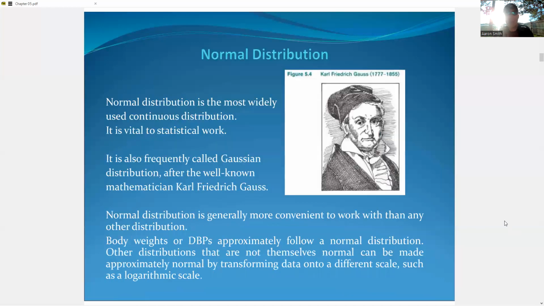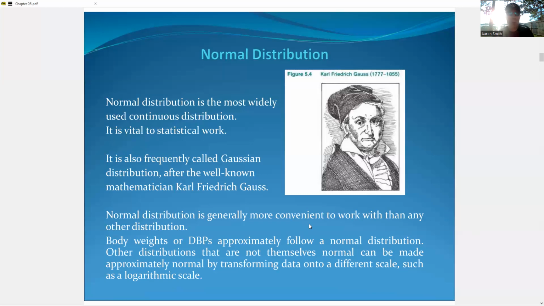The normal distribution. All right, the normal distribution is by far the most widely used continuous distribution. It is vital to statistics. It's frequently called the Gaussian distribution after the well-known mathematician Carl Friedrich Gauss. He is considered the last mathematician to be a master of all fields of mathematics. The field of mathematics has grown so much that we believe it is not humanly possible to understand all fields at this time.